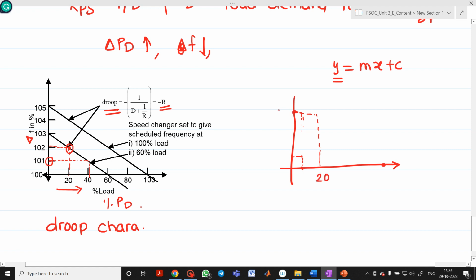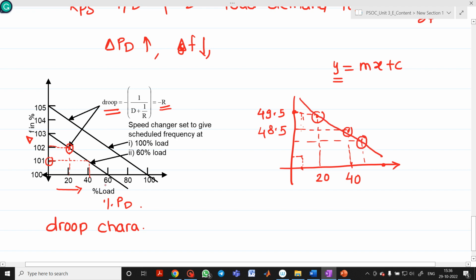So therefore, whatever the change in frequency, suppose from 50 hertz it changes to 49.5, then whenever there is an increase in the load of 40 megawatt, there will be a decrease in the frequency again, let's say 48.5. Likewise, if you plot these points, you will get a curve like this.